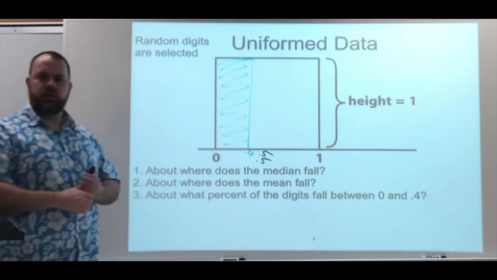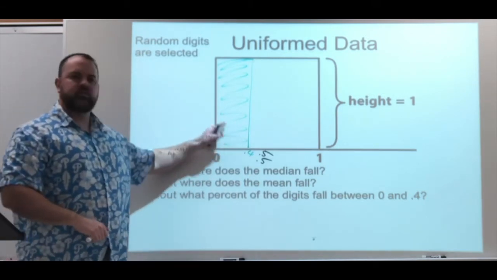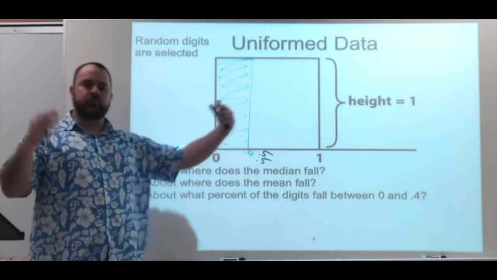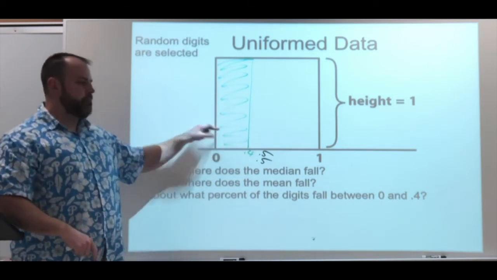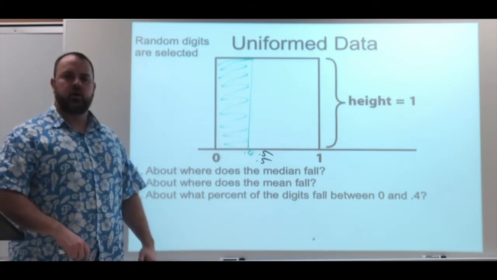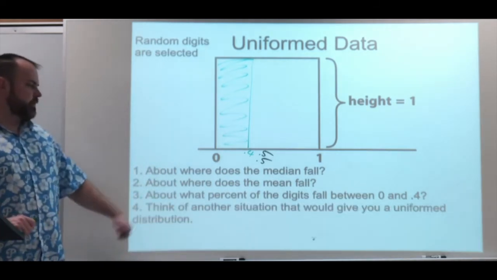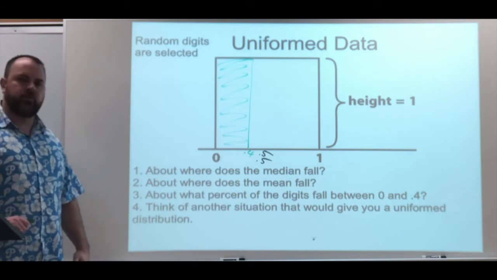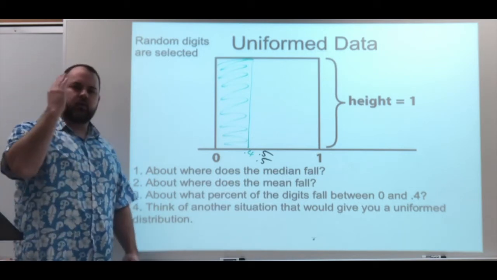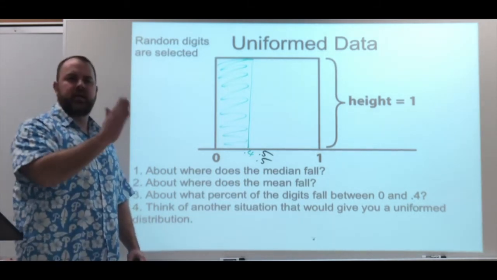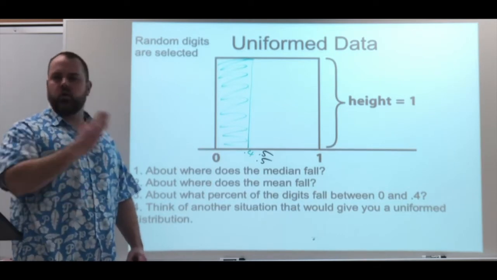Okay. How much would we cover in there? The area is what is our probability. The distribution is 100%. That's about 40% of our distribution. Okay, so that's basically what we're going to be doing. And the last thing, think of another situation that would give you a uniform distribution. Anything that would be equal in all your categories or intervals.